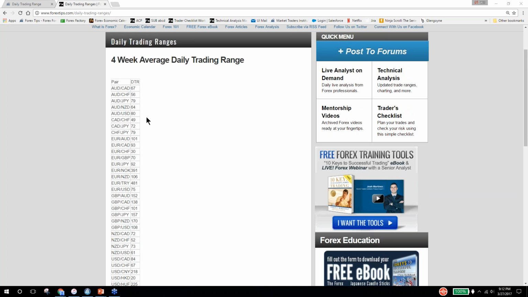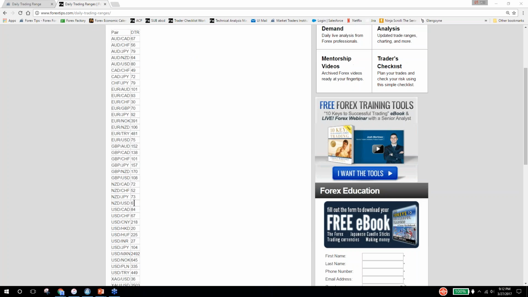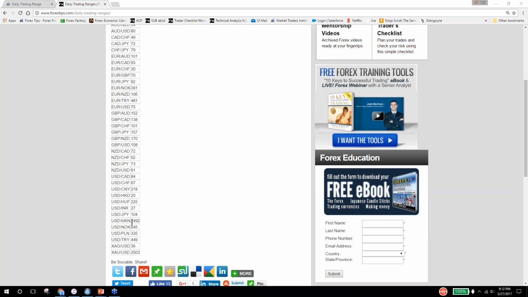An average daily trading range is an average calculated number of how many pips a particular currency pair tends to move during the course of 24 hours. So a larger average daily trading range would be indicative that you have more opportunity to capture more pips.